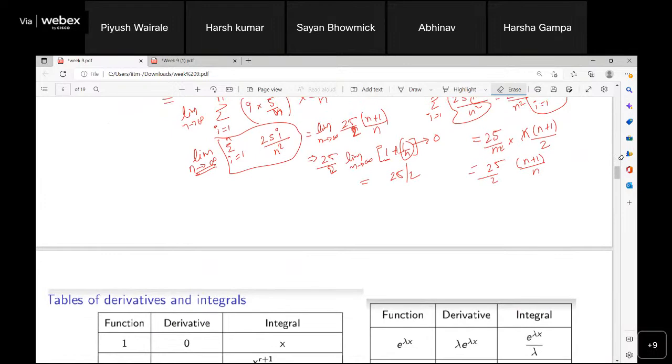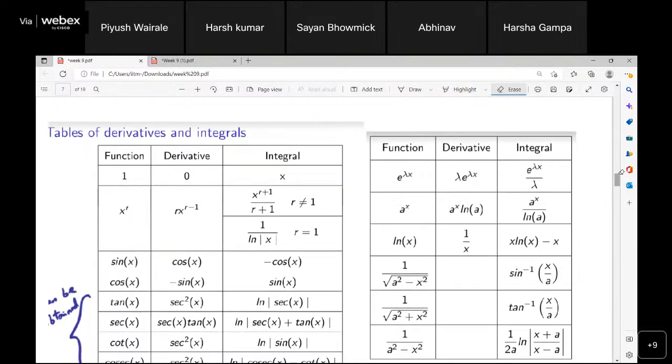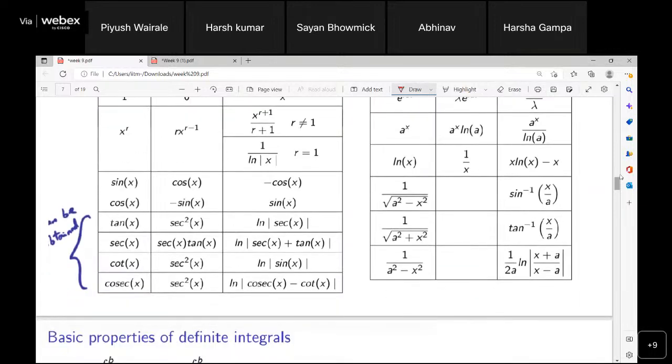So this is in the lecture, I guess, in the 9.6, this Riemann sum integral. Now these are some standard derivatives and integrals you should know. So you can go through them once, right?